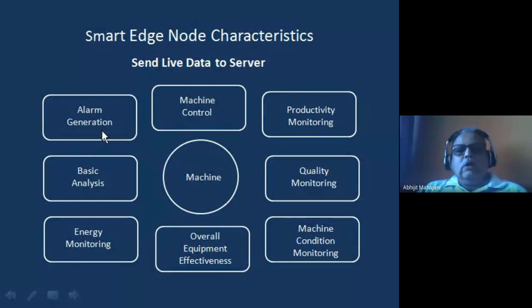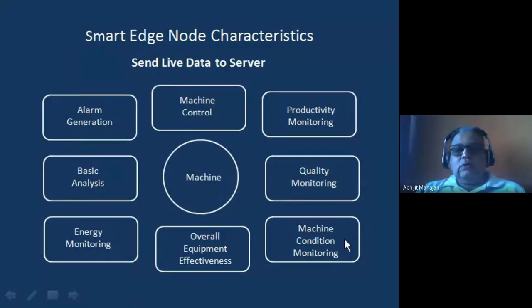Then what is expected is having some kind of alarms. Let's take for example productivity monitoring. Your cycle time is say 3 minutes, and the operator is not there for 15 minutes. There is no cycle start button pressed for 15 minutes. Obviously, you are losing the production time. So that alarm should go to your production manager or your supervisor, and those kind of things.